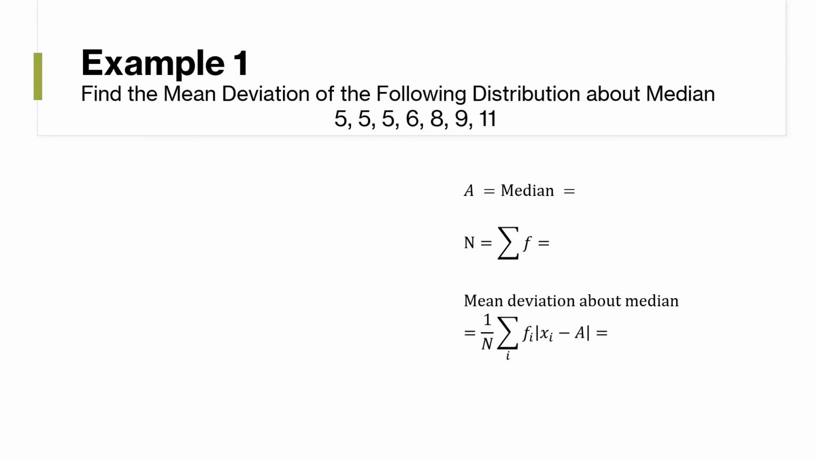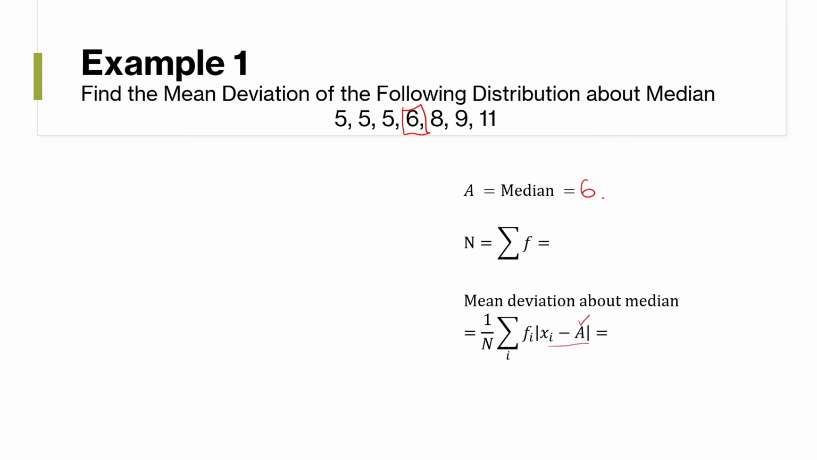Let's try an example. We are going to find the mean deviation of that distribution about the median. To apply this formula, we need to first find the median. Simply by observation, we can find that the median is 6, the value towards the center positionally. Before you spot the median, you have to ensure that the values are sorted. And luckily, in this case, the values are sorted.